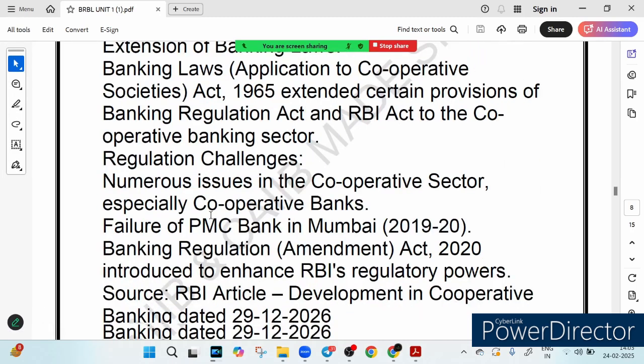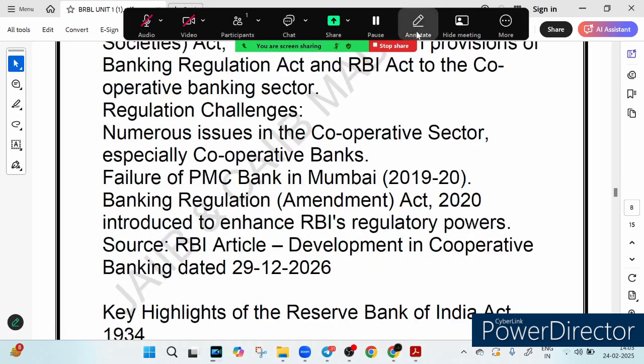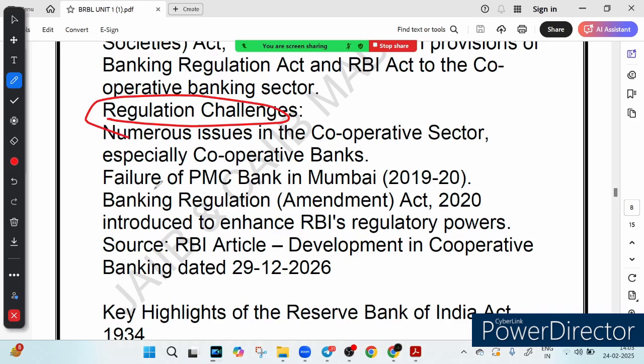Now what are the challenges? Let's talk about the regulatory challenges of cooperative banks. But not everything is smooth sailing. There have been regulatory challenges, especially with cooperative banks. One major example is the PMC bank scam in Mumbai in 2019-2020, where the bank failed and people lost their savings. You might have heard of it.